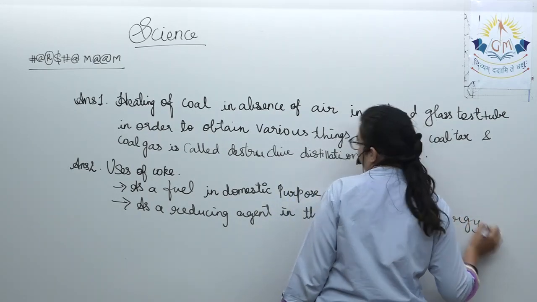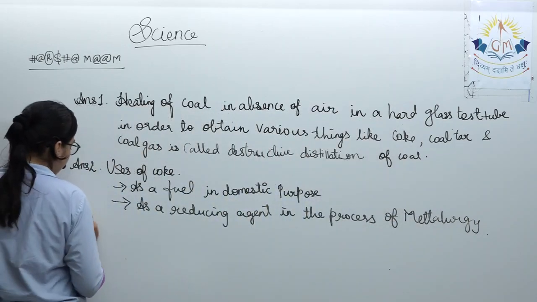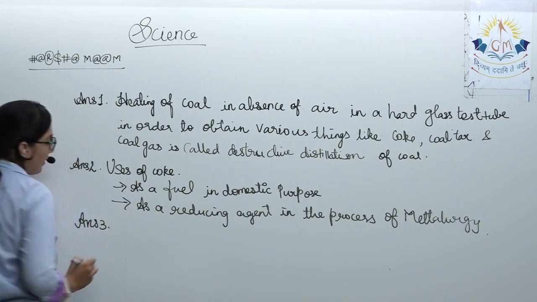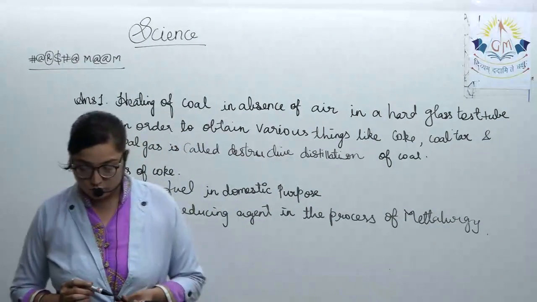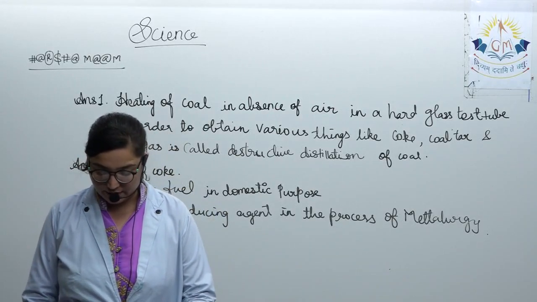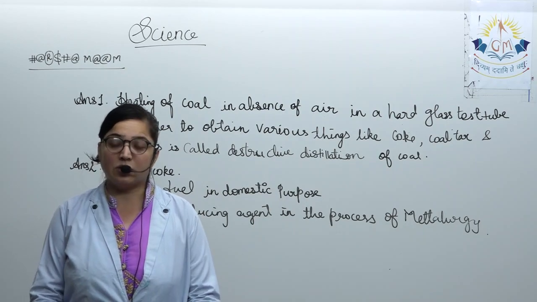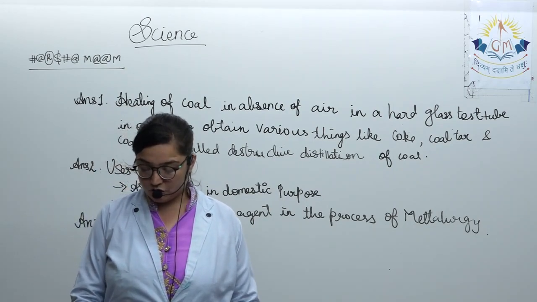So this is how the coke uses are bifurcated. Okay, moving to the next particular question. Next question is: crude oil, a mixture or a compound?